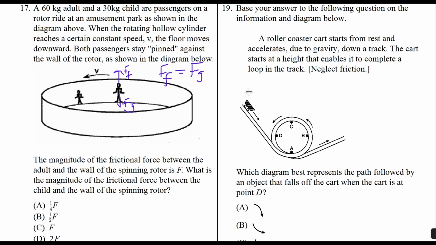So what we do is Ff equals Fg. Because of the fact that the child is half the weight, then we know that the frictional force has to be half the force, right? They said that the force is F on the student. So if both these are F, then this has to be half F and half F.